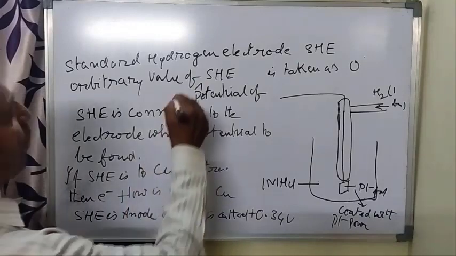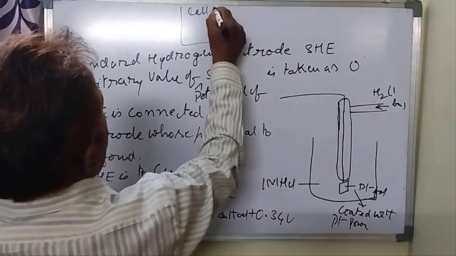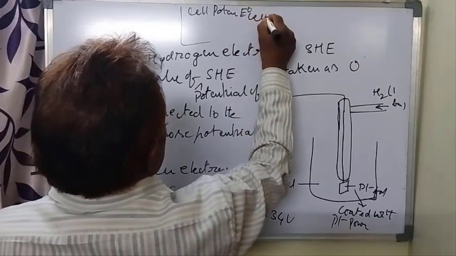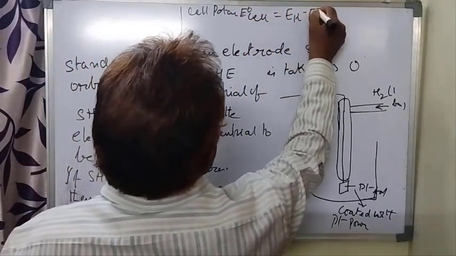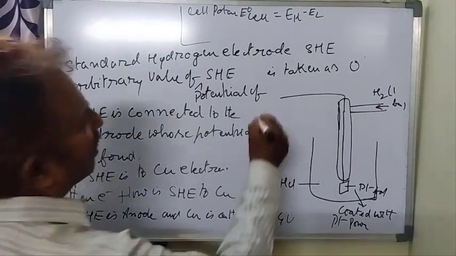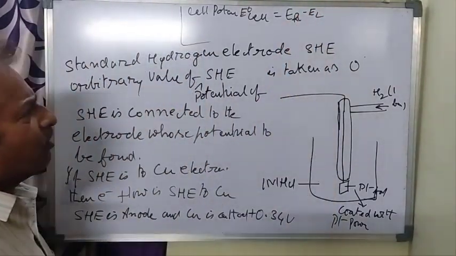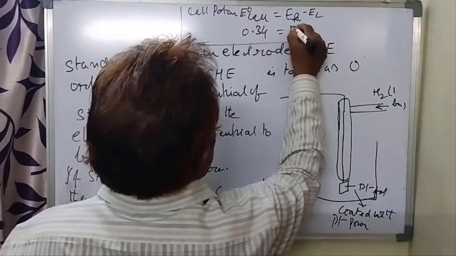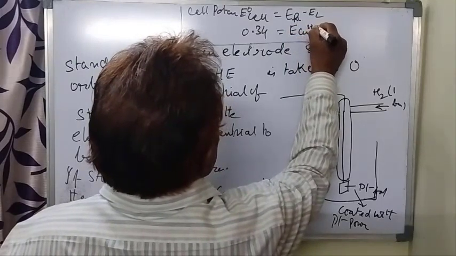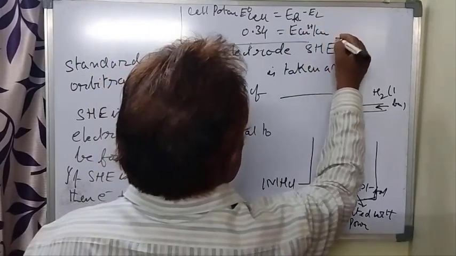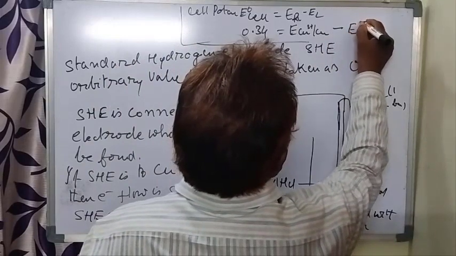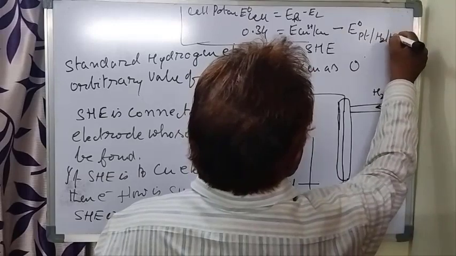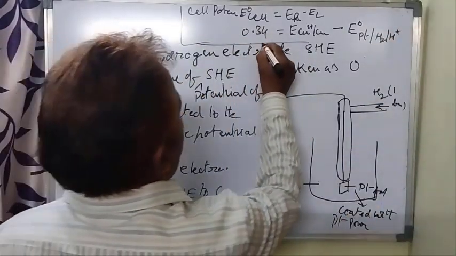Therefore, the cell potential, how can we write? This is the cell potential, E0 cell. E0 cell equals E right minus E left. E right means E cathode minus E anode. So 0.34 is equal to E0 of Cu2+/Cu minus E0 of Pt, H2 oblique H+. So this is the E0 cell.